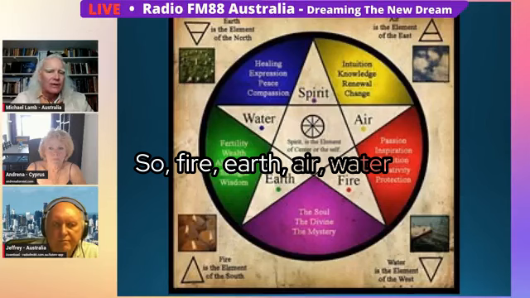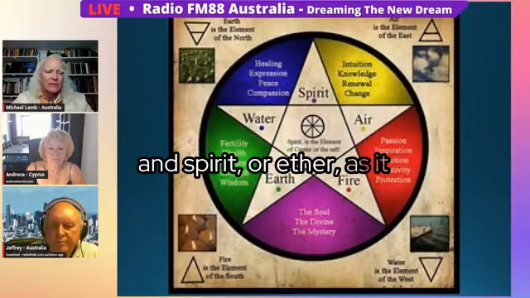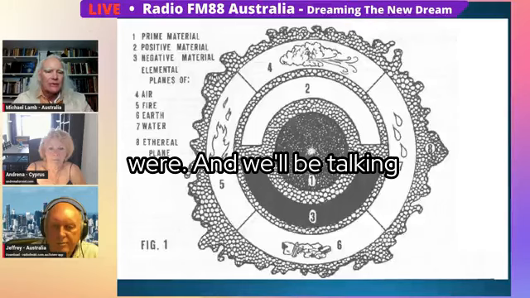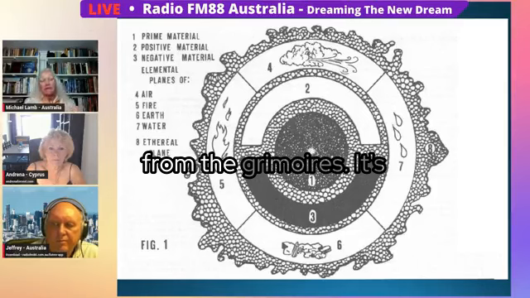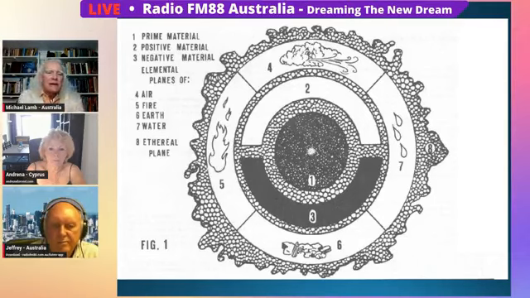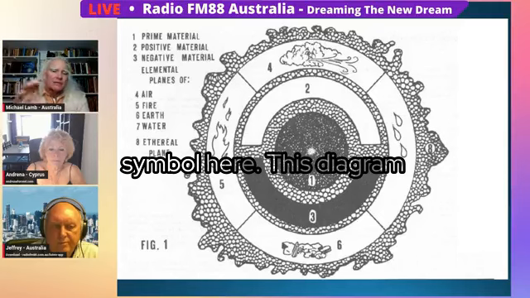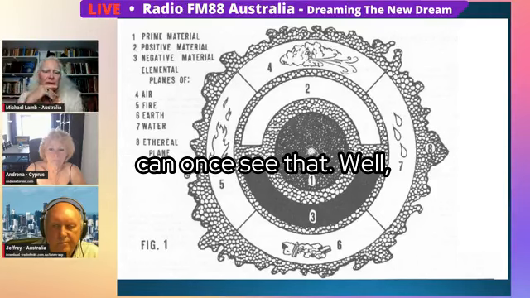So fire, earth, air, water, and spirit, or ether, as it were. And we'll be talking about it. This is a very good diagram. It's from an ancient game that was taken from the Grimoires. It's called D&D. So we're looking at this symbol here, this diagram. Can anyone see that well?